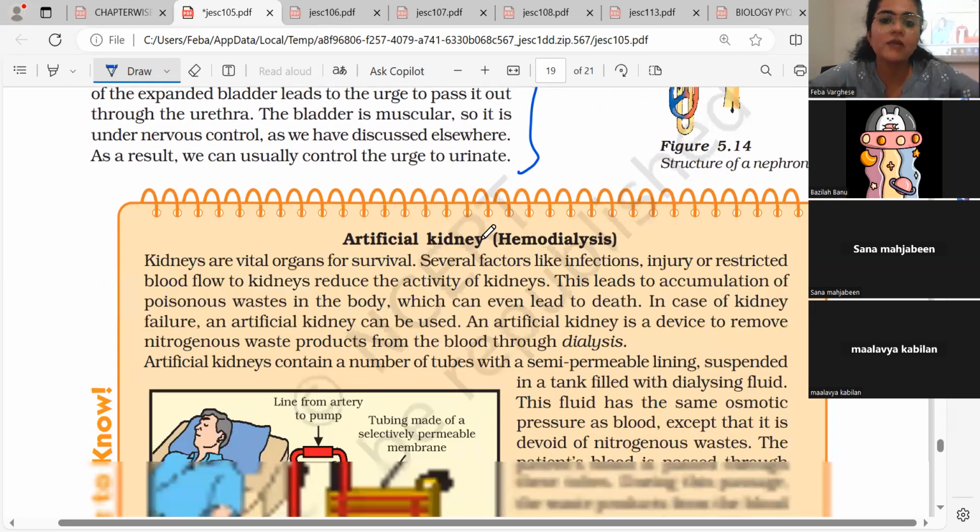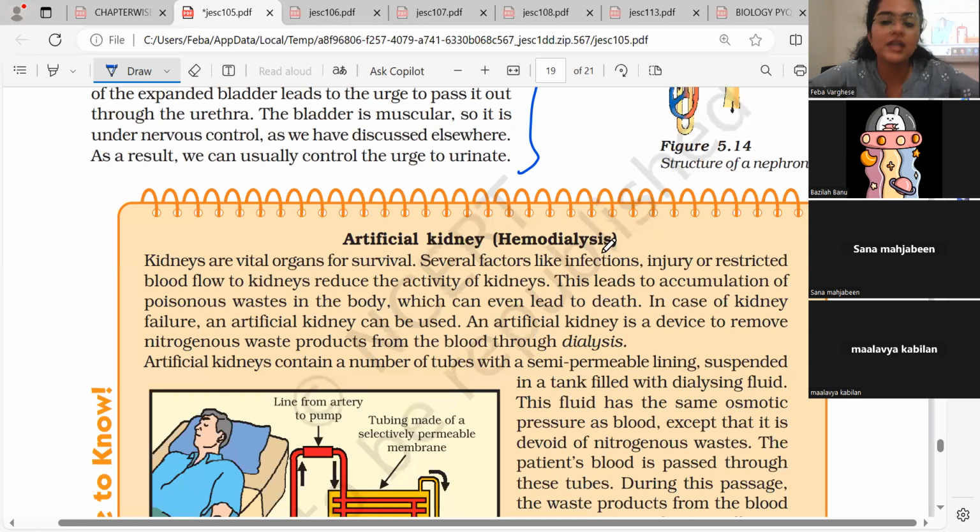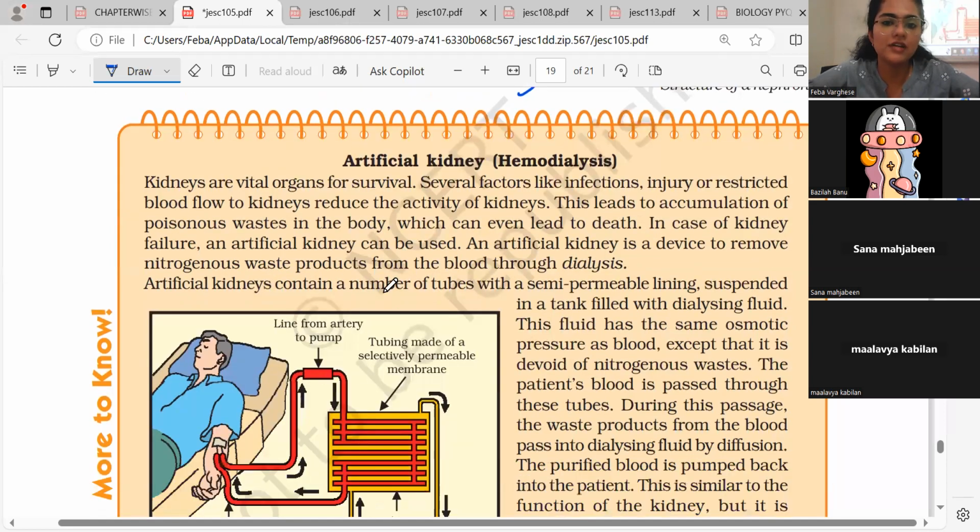All right. Now about the artificial kidney or the hemodialysis. In which kind of people is this artificial kidney used? Who are going to use it? Those people whose kidneys are not functioning properly, they'll have to rely on artificial kidney, or they'll have to go for this process called hemodialysis, right?